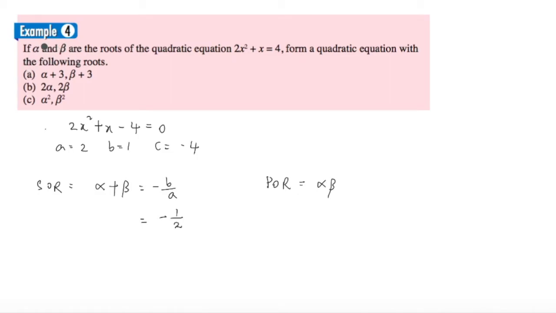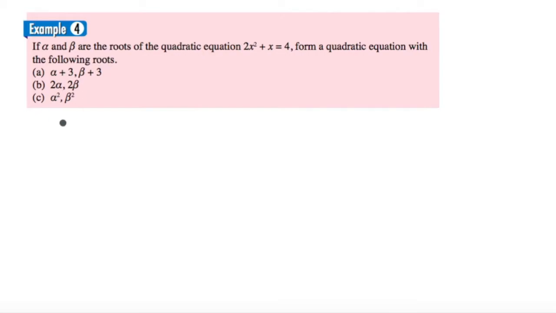Another piece of information: the product of roots is alpha multiplied by beta, because you are given the roots. If given mn, then mn. So now given alpha beta, the product of roots is c over a. c is negative 4, a is 2, so negative 2. So these are the information. So what information do you have? Okay, now we want to solve for a. What information do you have?